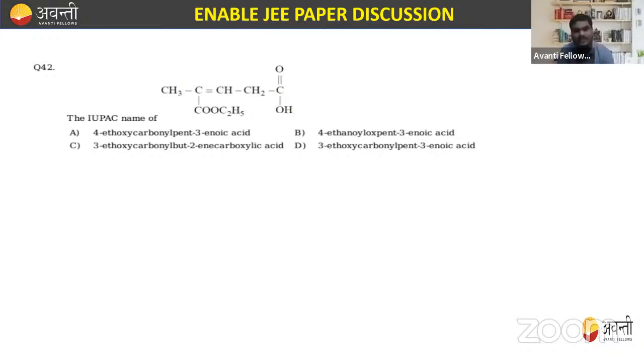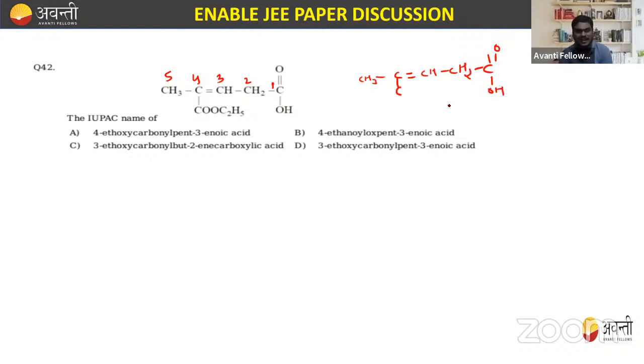What is the IUPAC name, beta? What is the IUPAC name of the following? That is 4-ethoxycarbonyl pentene. Let me first write the name. That is numbering 1, 2, 3, 4, 5. So this is the longest chain, I guess. So what is the name, beta? The 4-ethoxycarbonyl pentene. The ethoxy is attached at 4. Ethoxy means what, beta? Like this we can assume: CH3, C, C double bond CH, CH2, C double bond O and OH.